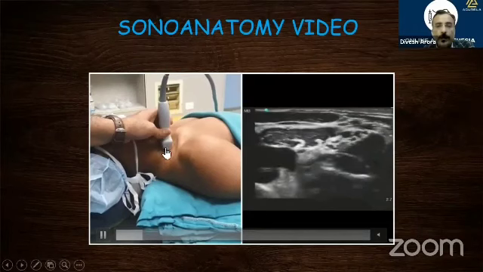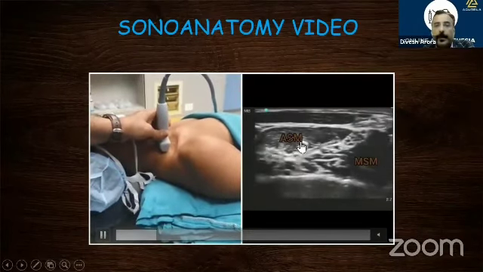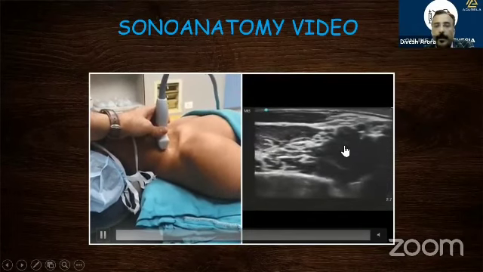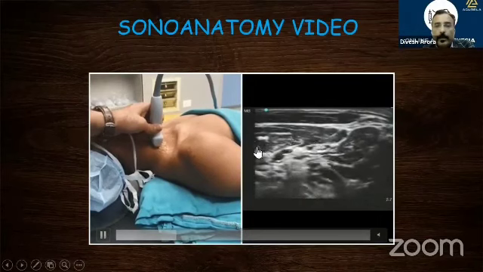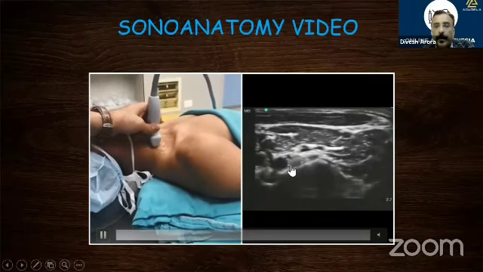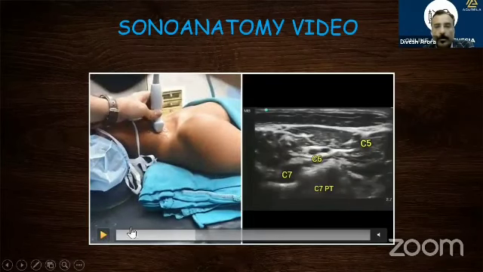As I start to move my probe cranial in the neck, we get to see the bulk of anterior scalene muscle and the middle scalene muscle. In between the two, the nerve roots are stacked. So slowly and slowly, I am moving the probe a little carefully. I get to see the C7. So I'm stopping the video.